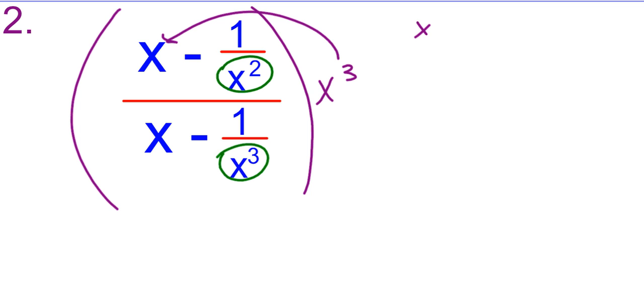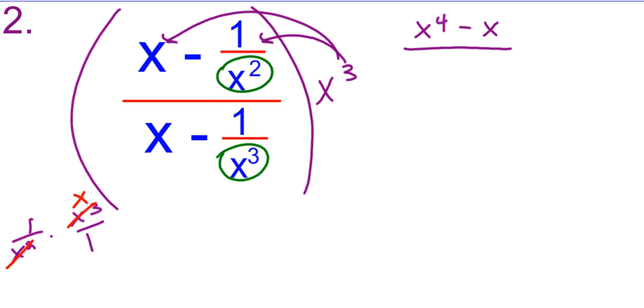I would get x to the 4th. I'm going to distribute this x cubed here. What I would end up having, I'm just going to show this on the side, is 1 over x squared times x cubed over 1. Then these x's reduce, and I'm left with just an x. So I have minus x. In the denominator, I'm distributing this x cubed here. X cubed times x is x to the 4th. And when I distribute it to the 1 over x cubed, those cancel. So I have minus 1.